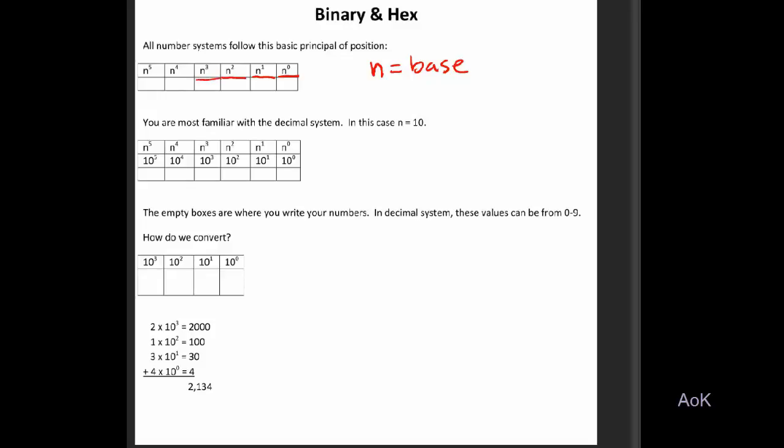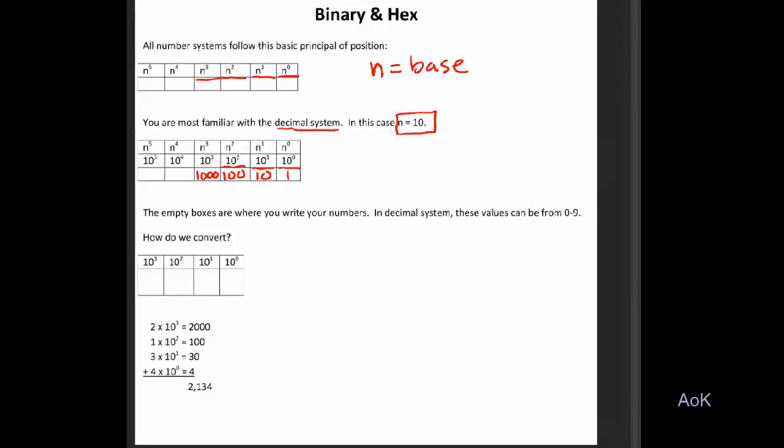So what does this mean? Let's look at a system you're familiar with, the decimal system. In the decimal system, n is equal to 10. In other words, we're working with base 10. 10 to the 0 power is equal to a value of 1. 10 to the first power is equal to a value of 10. 10 to the second power, 100, then 1000, and so forth.